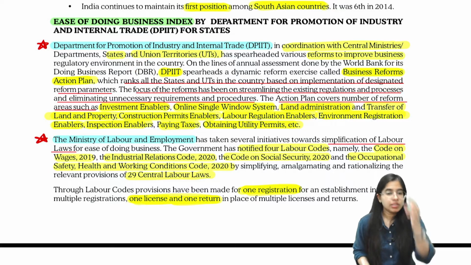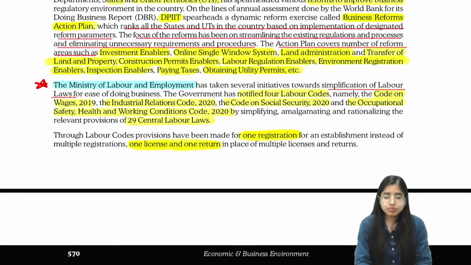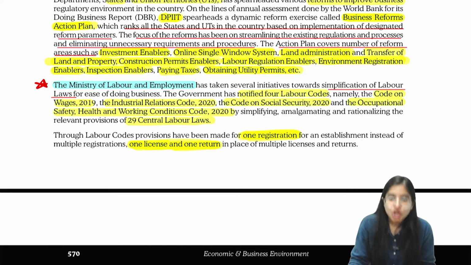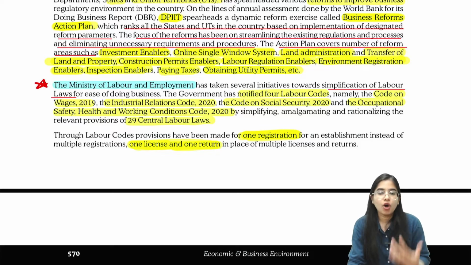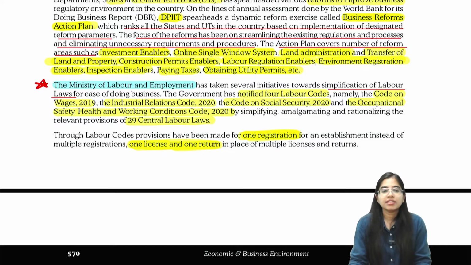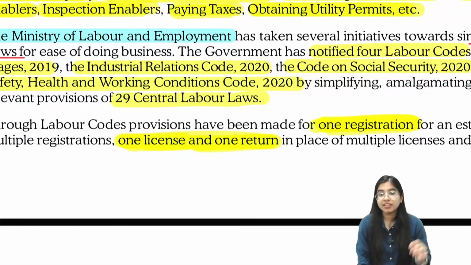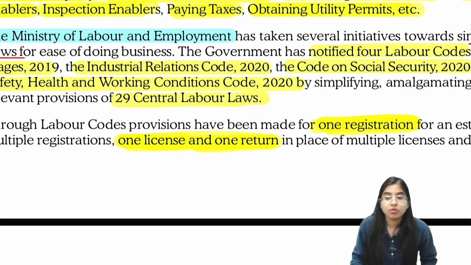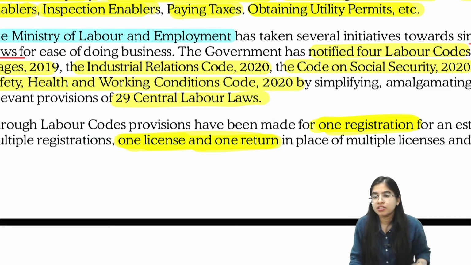With this, we are done with DPIIT. Next is your Ministry of Labor and Employment. Ministry of Labor and Employment has also made a lot of changes in labor laws for promoting business, for promoting ease of doing business. For example, as of now, how many labor laws are there? There are 29 central labor laws. Only central. State too, there are more state labor laws. Only if I talk about central labor laws, there are 29 central labor laws.